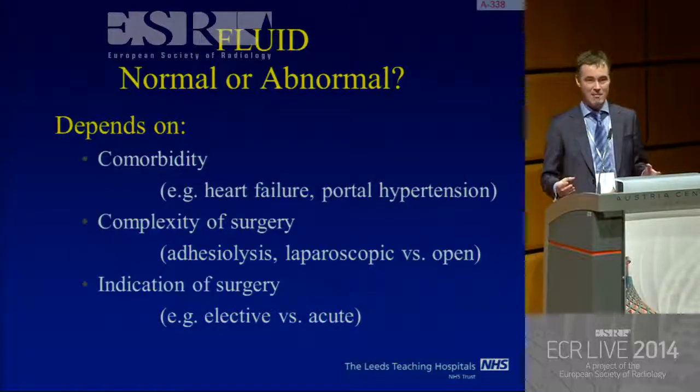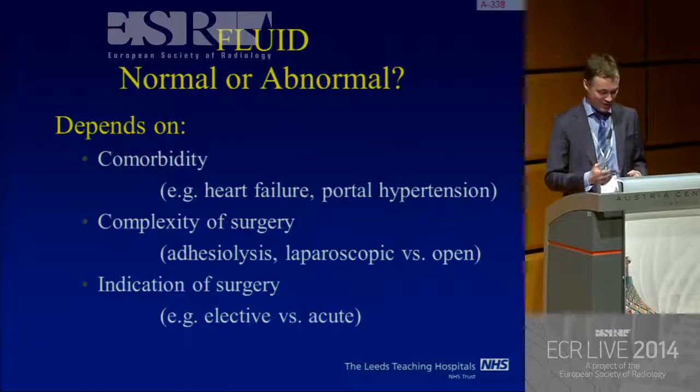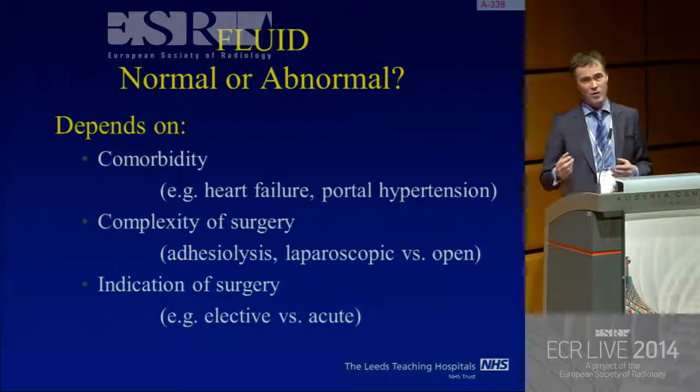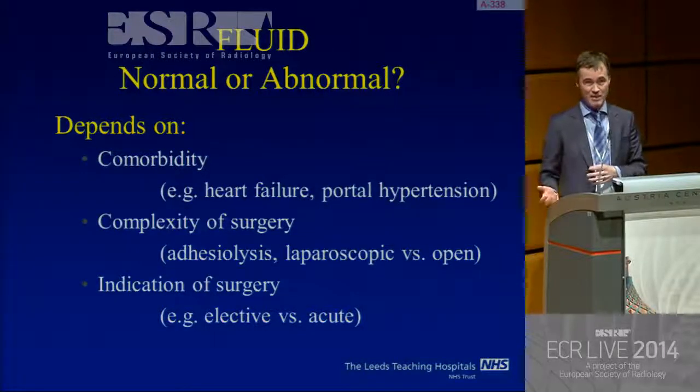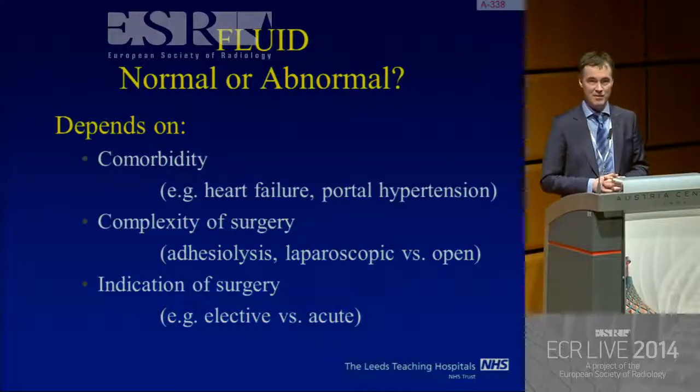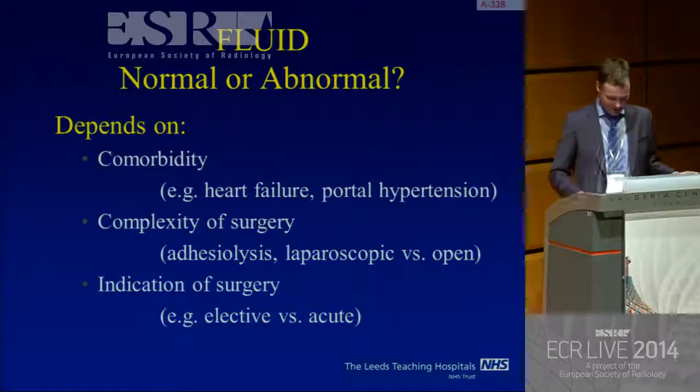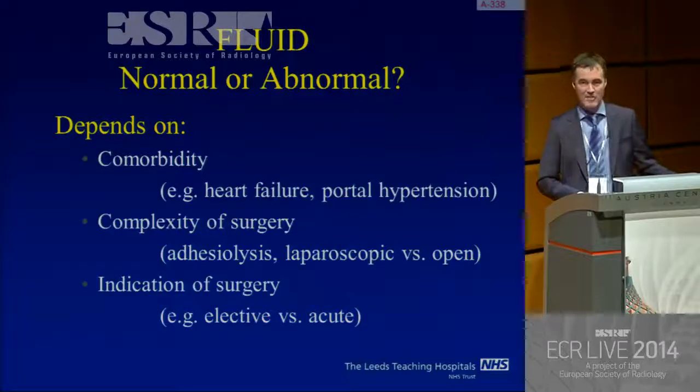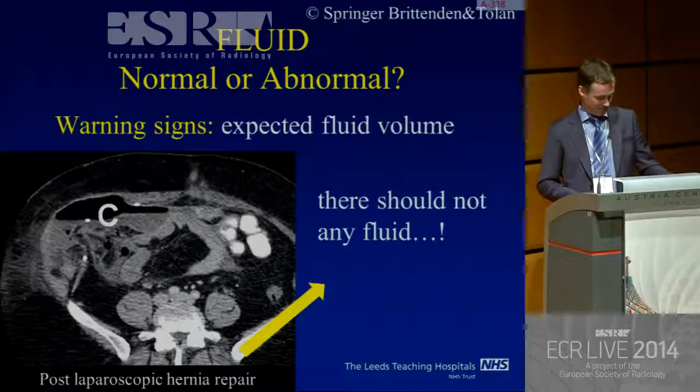If they have a hernia repair, they should not have fluid in the abdomen, but if they've had a really complex, protracted operation with lots of adhesions divided, then you might expect to see more fluid. And also, you're probably going to expect to see fluid in a patient that's had an acute operation who's very unwell compared to a patient who's had an elective operation. So it really depends on the patient's status and history how much you might expect to see.